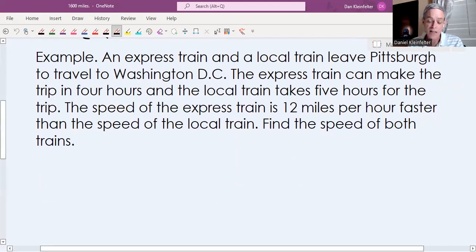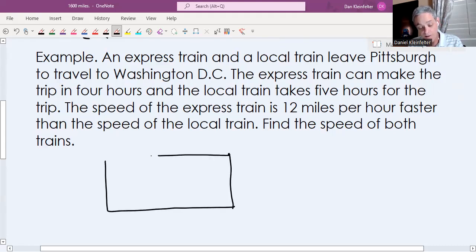Here, nice long story. An express train and a local train leave Pittsburgh to travel to Washington, D.C. The express train can make the trip in 4 hours. The local train takes 5 hours for the trip. That's the same trip. The speed of the express train is 12 miles per hour more than the speed of the local train. Finally, we get to the question: find the speed of both trains. So that's a lot. There are several sentences there. As I'd mentioned, I like to use a table to organize the information that we have.